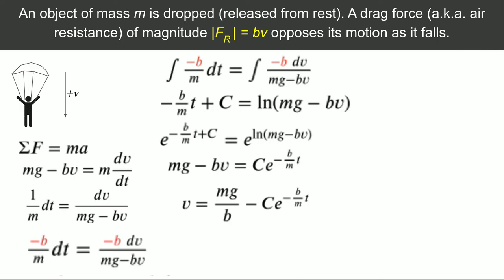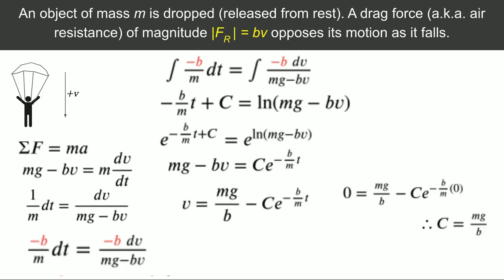All right, so let's go ahead and find that constant now. We can use the fact that this object was released from rest, so t is 0 when v is 0. So we can plug that into our equation. And then e to the 0 power would just be 1. So this is really 0 equals mg over b minus c. So c must also be mg over b.